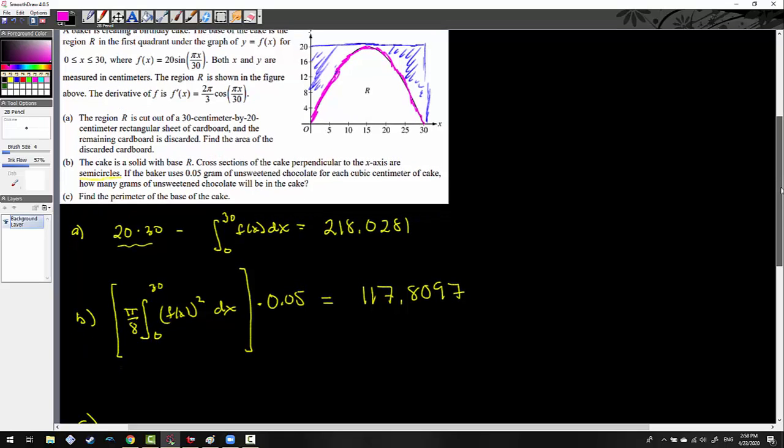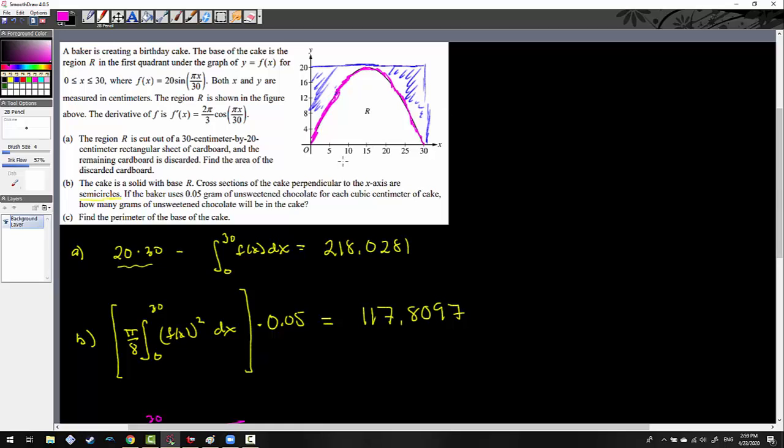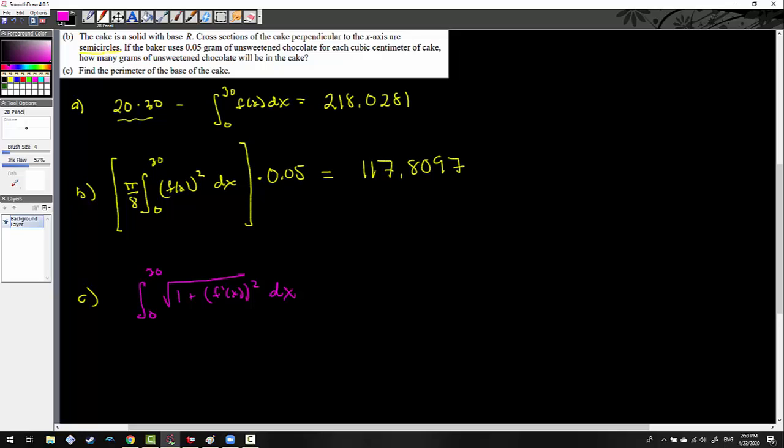Well, that right there, the purple arc, is really just arc length. So that's going to be the integral from 0 to 30 of the square root of 1 plus f prime of x squared. Now, when I talked about the and then some, remember, the perimeter of the cake is the purple arc, but it's also this bottom piece here. That's what everybody seems to forget, that this bottom piece is also the base of the cake as well. So I'm going to add 30 to whatever results from this integral.